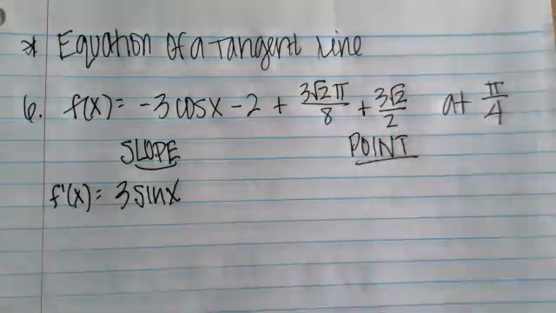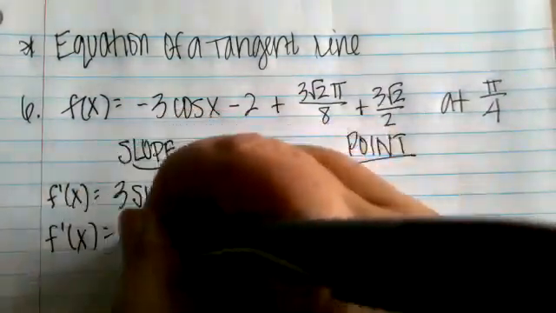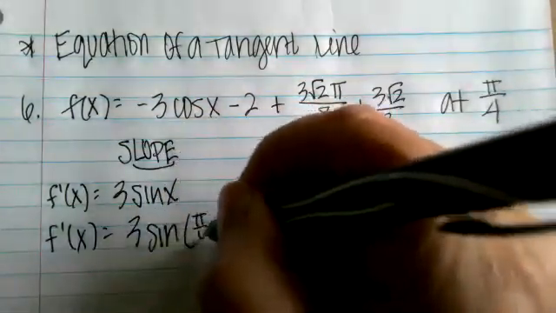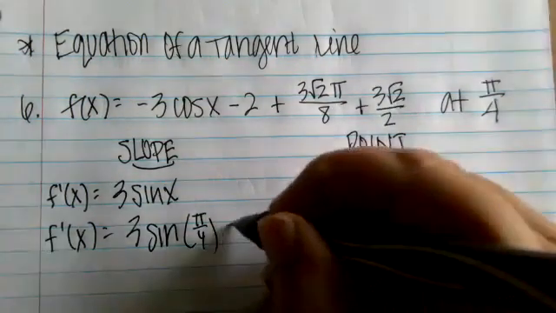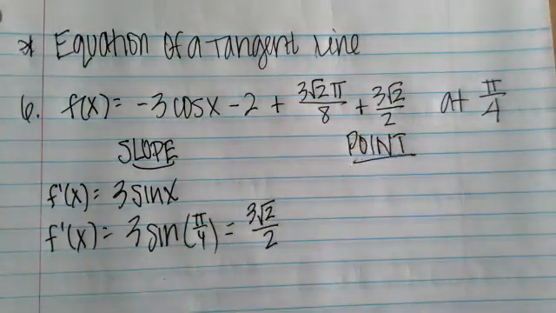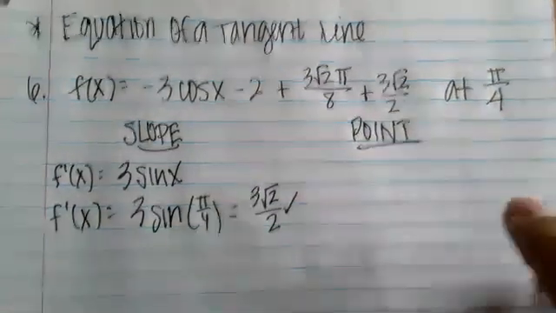And then we just got to plug this in. And so we're going to find the derivative at 3 sine pi over 4. And you'll remember that at pi over 4, both of the coordinates are √2 over 2. And so that's simply going to be 3 √2 over 2. Okay, so we found the slope. Check, done. Now we've got to come over here and find the point.